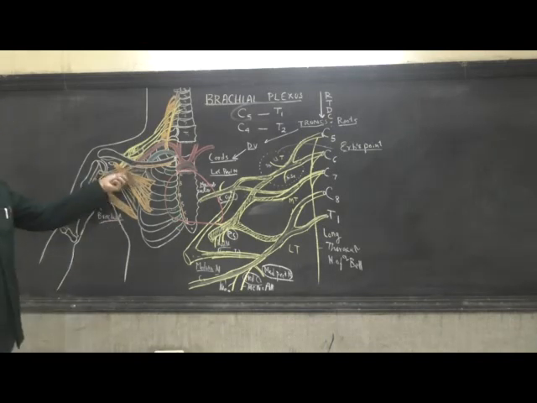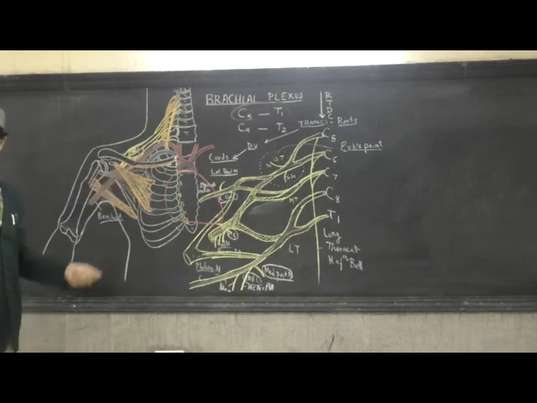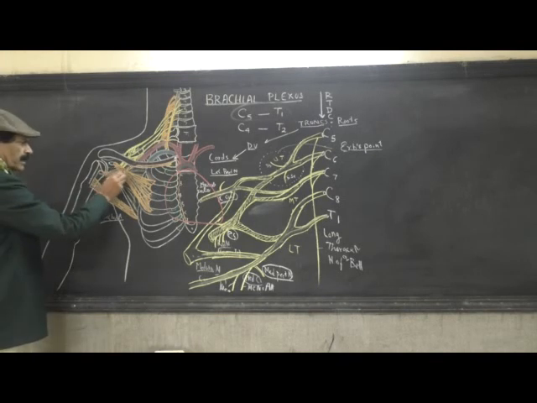So you have to remember the relation of the brachial plexus cords with the first part of the axillary artery. Lateral cord is lateral to the artery. Posterior cord is also lateral to the artery. While the medial cord is posterior to the axillary artery. As they descend to the second part, the lateral cord is lateral, the posterior cord is posterior, and the medial cord, which was posterior, now becomes medial. So when they come into the third part, lateral cord is lateral, posterior cord is posterior, and medial is medial.